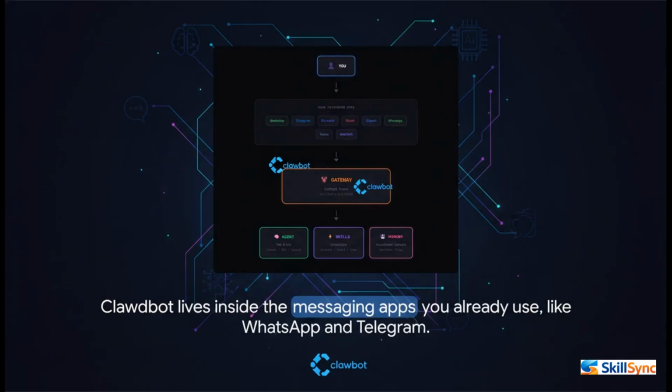And maybe the best part is that Clawdbot comes to you. You don't have to open up another browser tab. It works right inside the apps you're already using all day, every day, like WhatsApp, Telegram, or Slack. You just text it, like you'd text a friend.